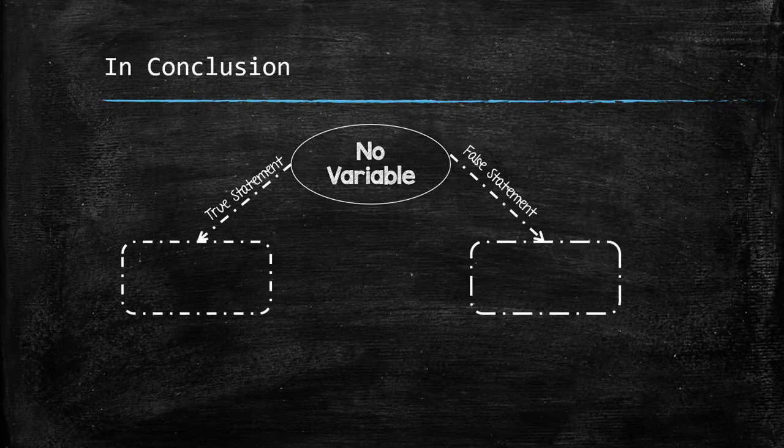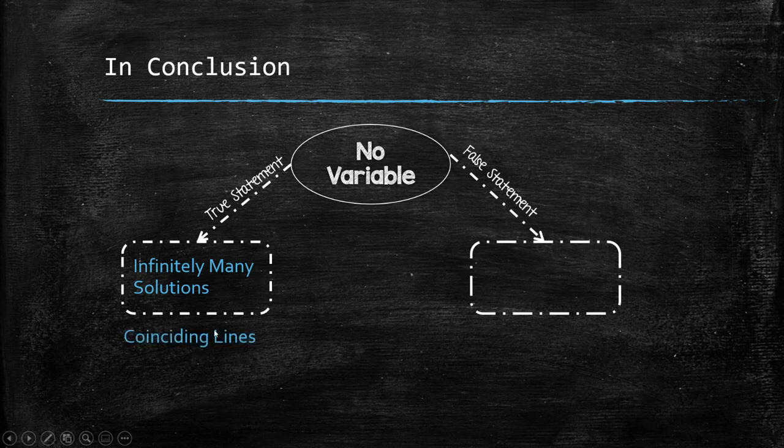So to recap, anytime there's an unusual solution, both will start by having no variable. But if you have no variable and a true statement, then it's infinitely many solutions and coinciding lines. If there's no variable, but you have a false statement, then there's no solution and you have parallel lines.